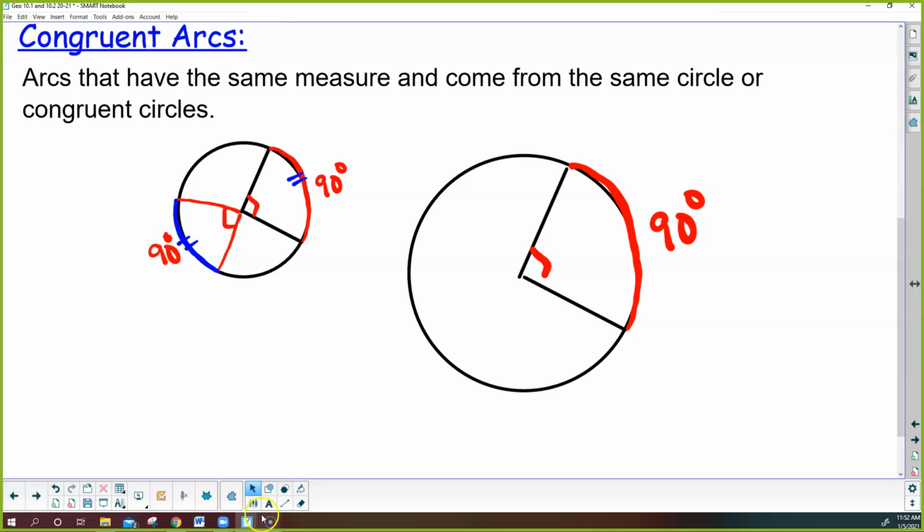And the way we would tell if the circles are congruent is you would need to know something about the radii. This radius would have to equal this radius here, but since this radius is much longer than this one, these two circles are not congruent, which means this arc, even though it's 90, is not congruent to this arc. So we're not going to do a lot with that. I just wanted to share that with you quick.